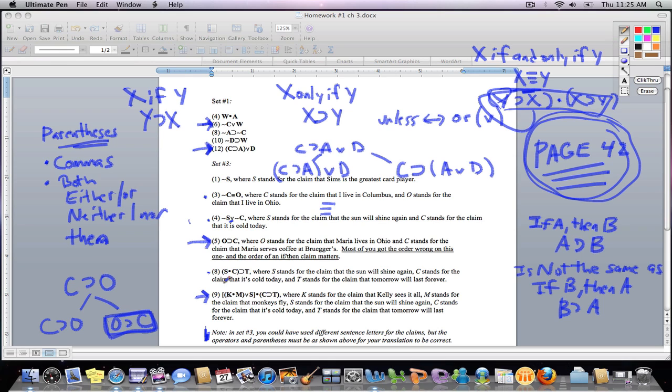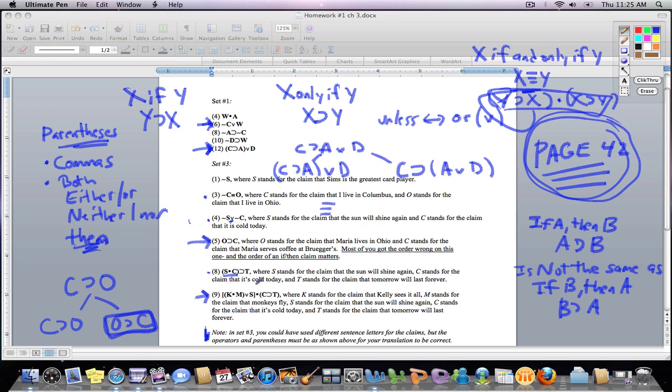Okay, and then number 8, I wanted to make a quick comment on. It says if the sun will shine again and it's cold today, then tomorrow will last forever. We basically just put the operators. It is a straight if-then. Whenever we write if blah blah blah then something else, we just maintain the order. Why do the parentheses go like they do? Two reasons. The comma tells you to group what comes before, which is S and C, from what comes after. Second, the word then tells you, okay, now I'm going to the consequent, the second part of the if-then, separate from the antecedent. So that's another part of the language here that I was talking about right here.